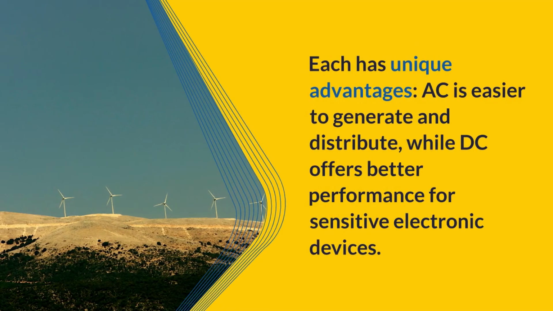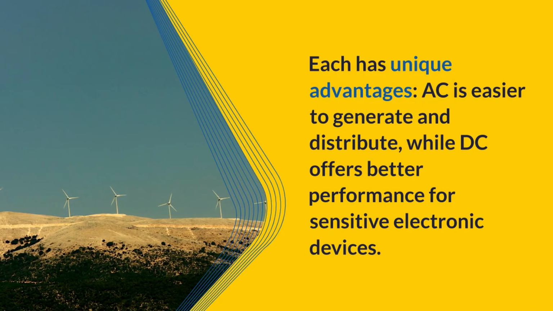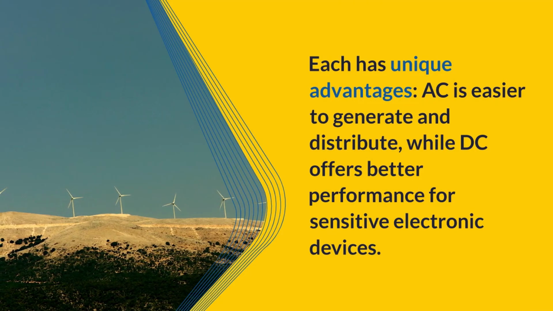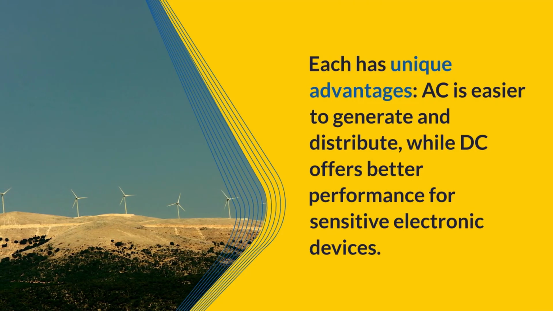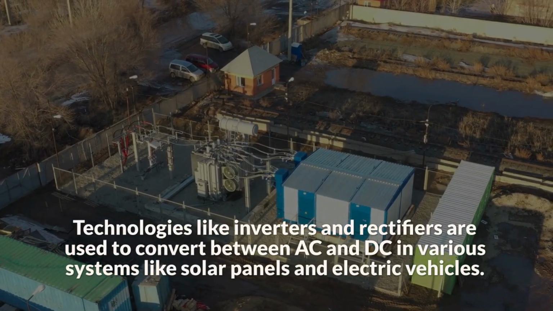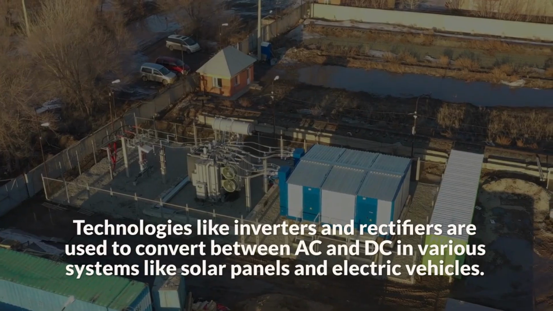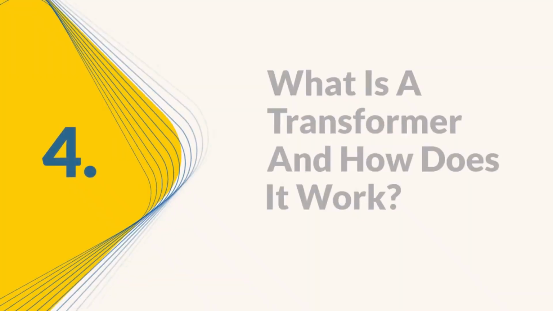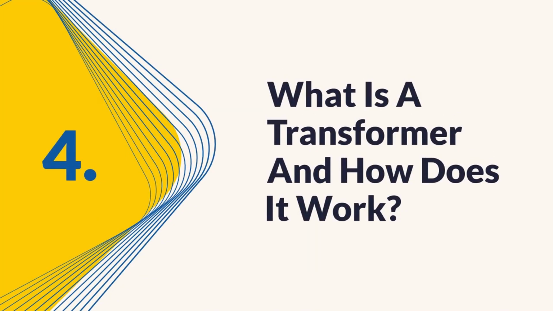Each has unique advantages. AC is easier to generate and distribute, while DC offers better performance for sensitive electronic devices. Technologies like inverters and rectifiers are used to convert between AC and DC in various systems like solar panels and electric vehicles. 4. What is a transformer and how does it work?